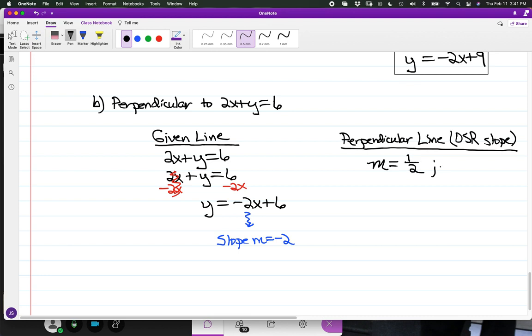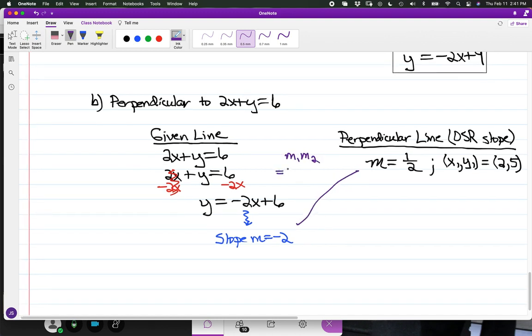And again, the point through which the line passes, we have going through (2, 5). Again, just stressing once again, the product of the slopes of perpendicular lines will be at -1. So you got -2 times 1/2. The product of the slopes, again, we're going to have at -1.